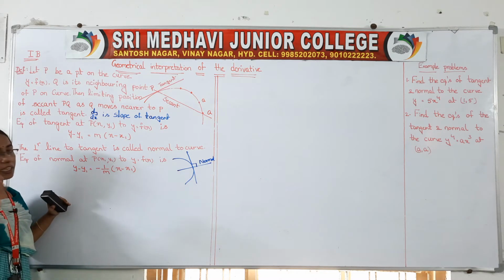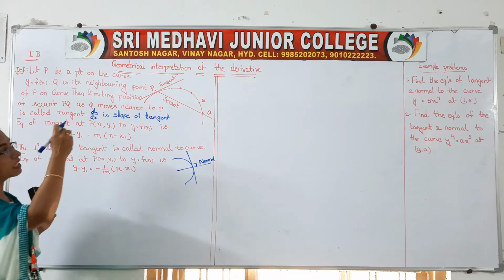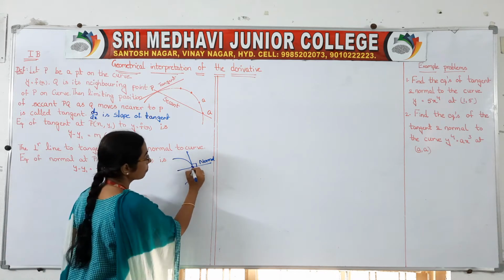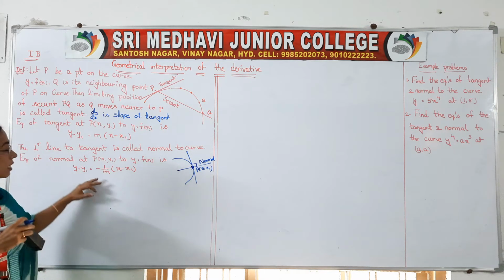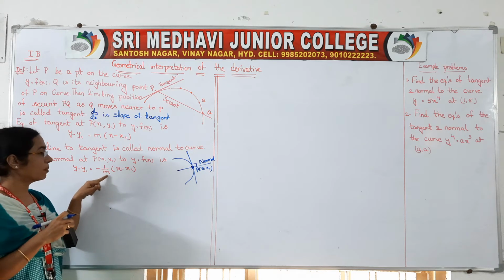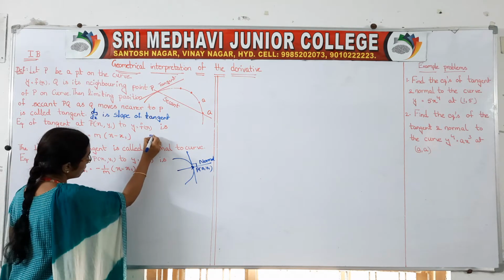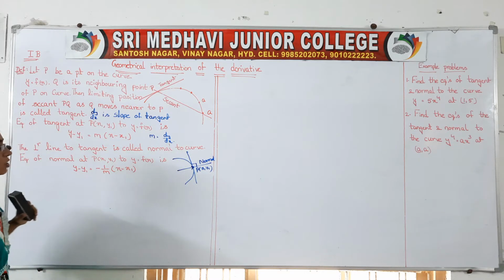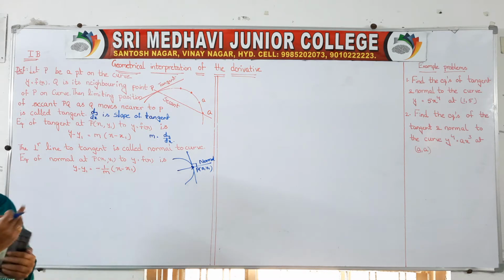So we got the equation of the tangent at the point P (x1, y1) with respect to the curve, and the equation of the normal at the same point P (x1, y1) to the curve is y minus y1 is equal to minus 1 by m into (x minus x1), where m is equal to dy by dx, the slope of the curve, right? So here also your m is nothing but dy by dx. This is the geometrical interpretation of the derivative.